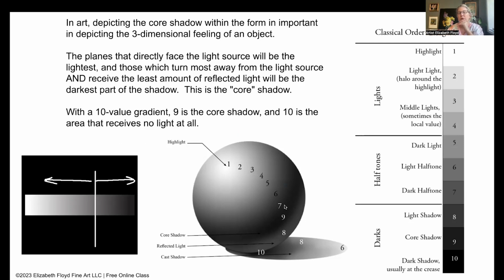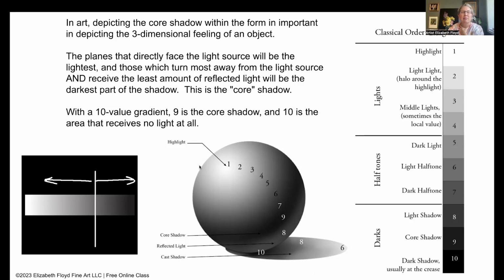However, your darkest dark in your dark areas is your core shadow. And that core shadow is the place where it is perpendicular to your light source. So therefore, it is receiving the least amount of direct light from the light source, and also the least amount of reflected light that bounces off from any of the adjacent surfaces to create a core shadow.